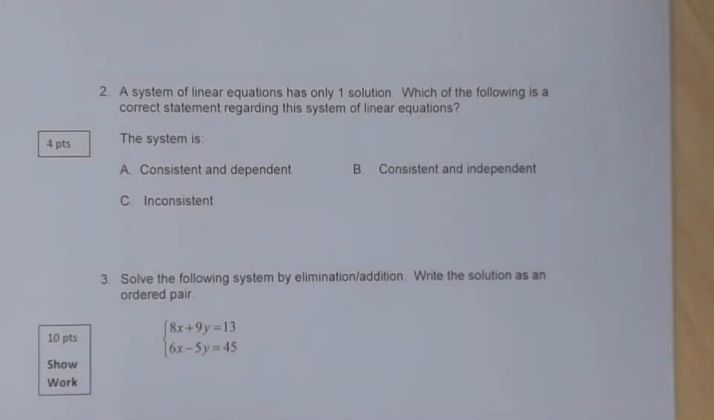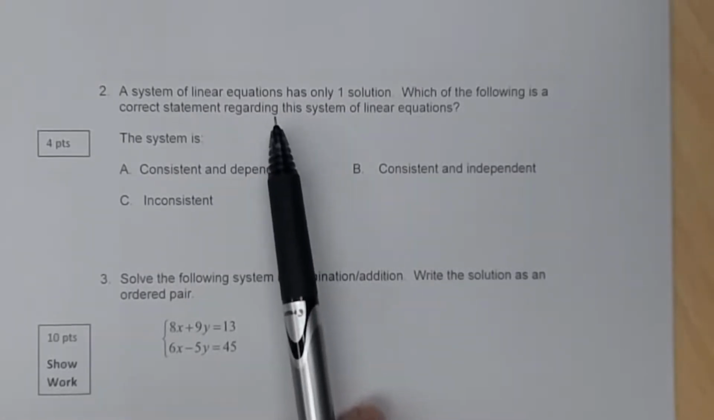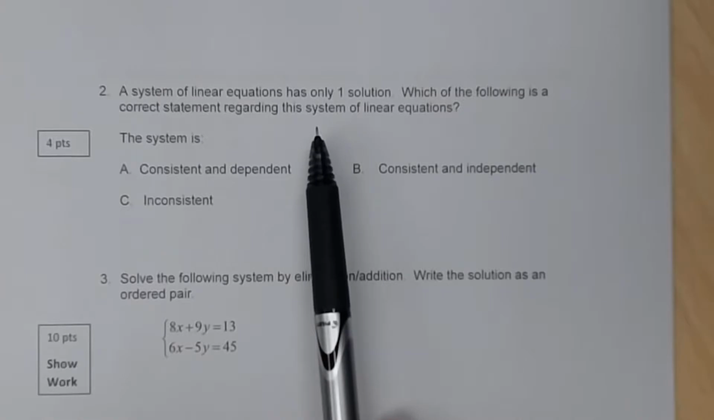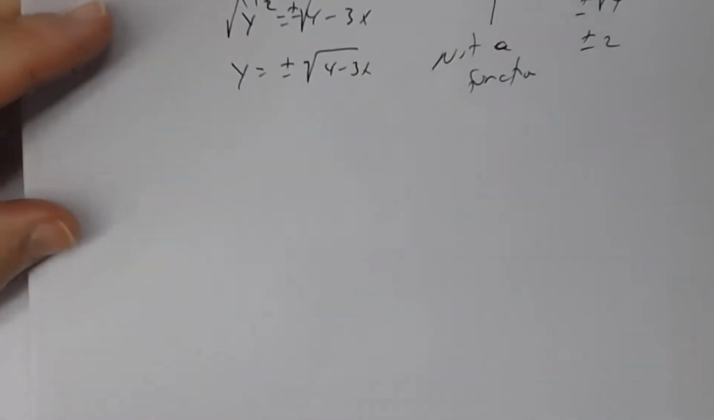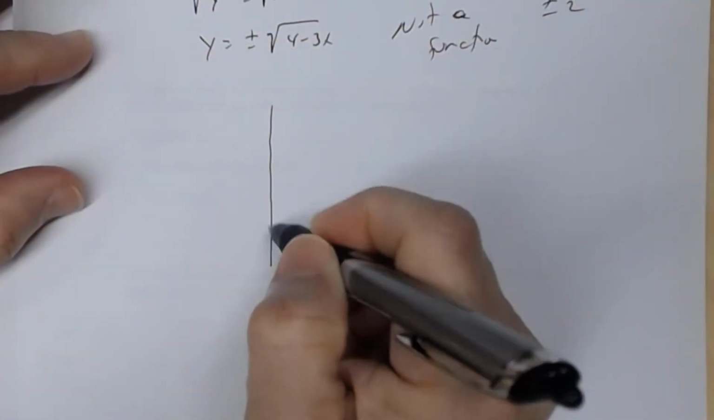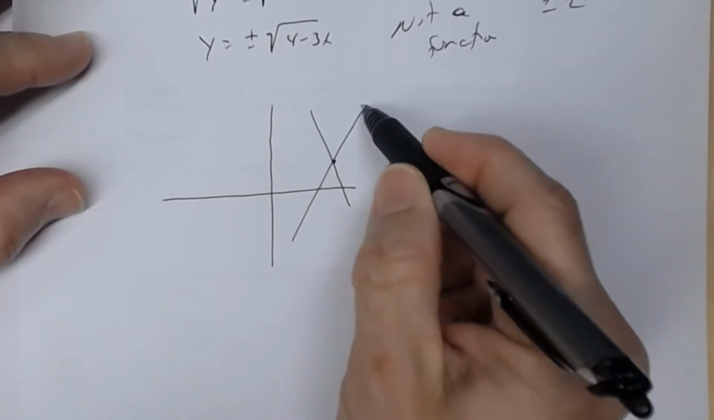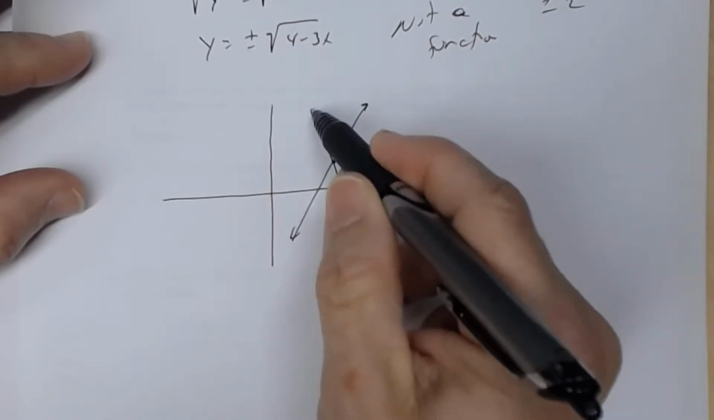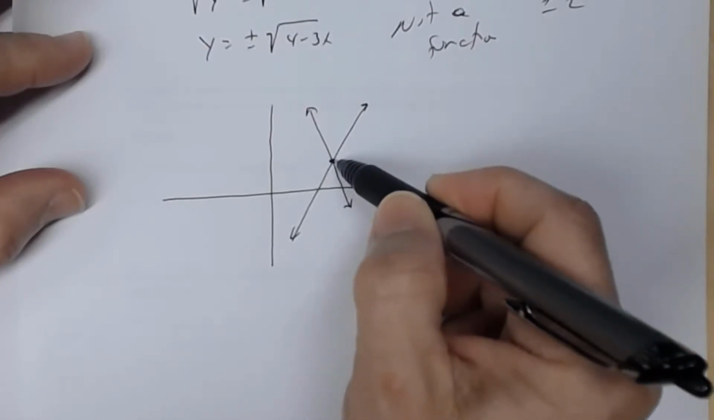All right, when answering 2, it's just you remembering some definitions about consistent, inconsistent, dependent, independent systems. So in number 2, you're told that you have a system of linear equations, and that system has one solution. All right, so remember what that means. That means that if you have a system of linear equations that has one solution, then when you graph it, it's going to intersect at just one point. So that's what that means. So you have this system that has this equation, and then you have this equation, and since it has one solution, that means that they're going to intersect, and that's going to be your solution.